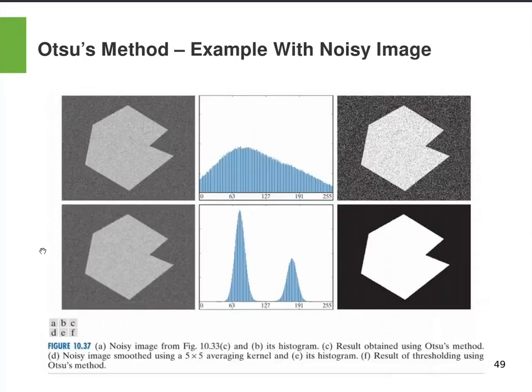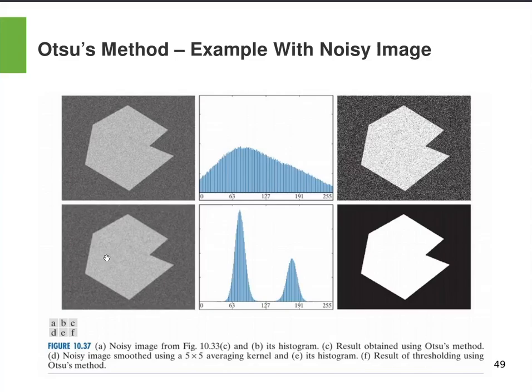So now let's see what happens when you are working with noisy images. On the top left you have the noisy image that we have seen before, and in the middle we have its histogram. As you can see here, there are no two distinct peaks that you can easily use to define a threshold. So if you apply Otsu's method directly on this image, the segmentation is not very good. Because of the excessive amount of noise, the result of the segmentation is not ideal.